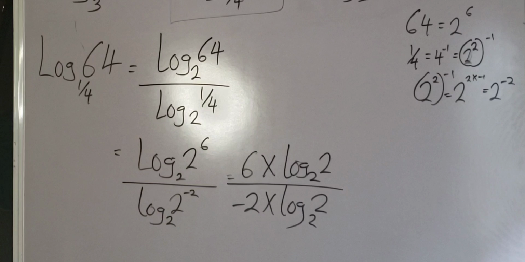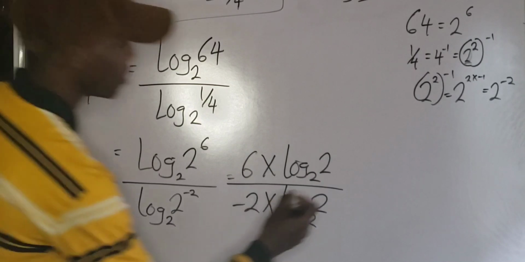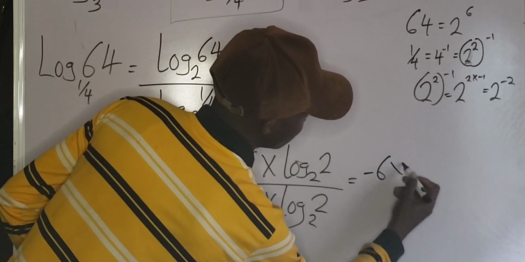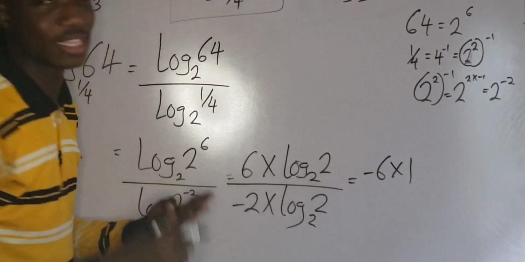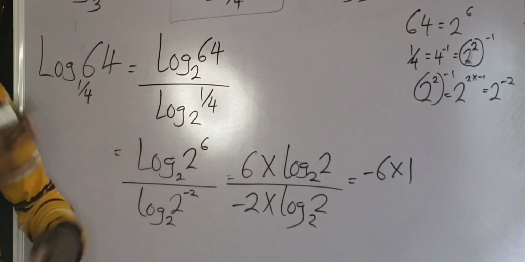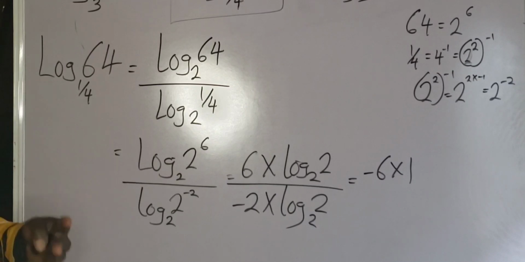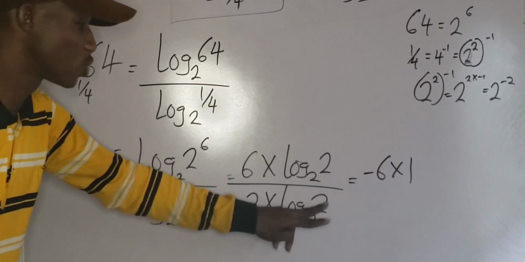Okay, now another law of logarithm says that the logarithm of a number to the same base is 1. So for this I'm going to have 6 times 1 over -2 times 1, because log 2 base 2 is 1, according to that law, the logarithm of a number to the same base is 1. So log 2 base 2 is also what?